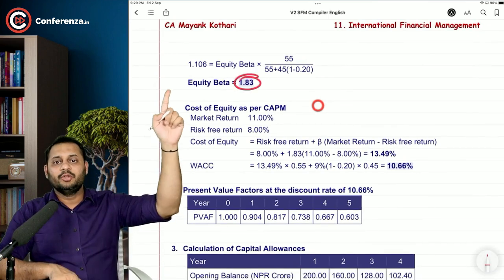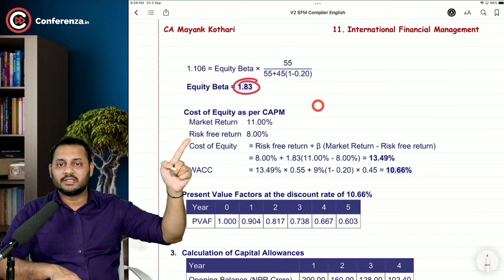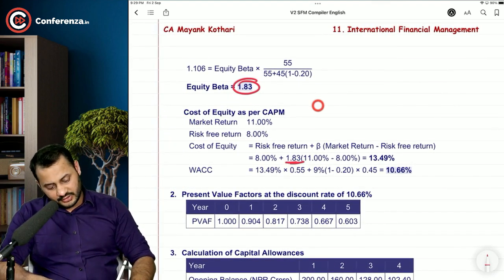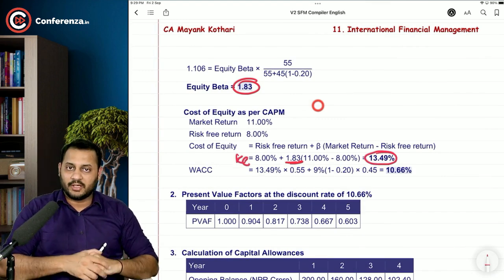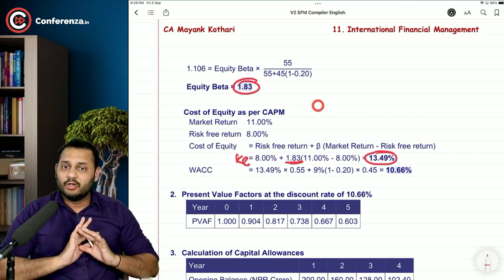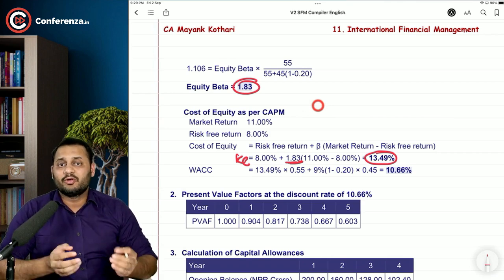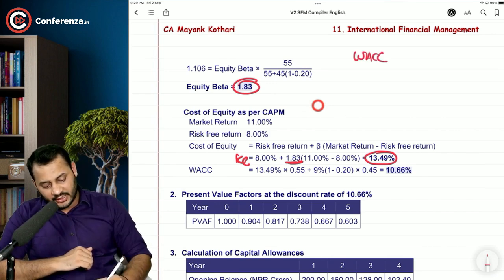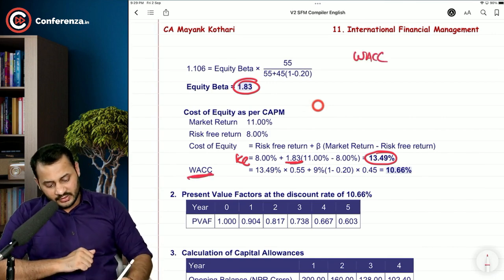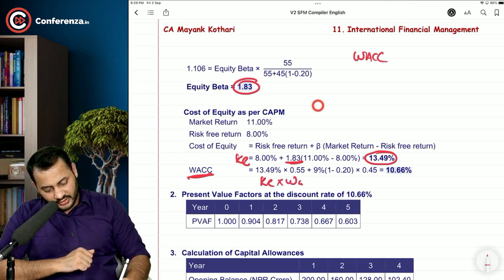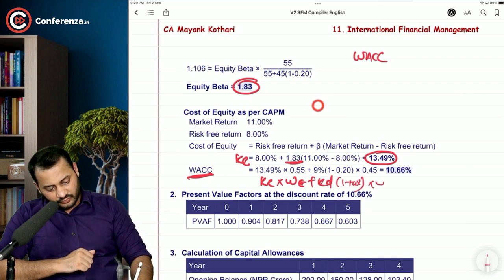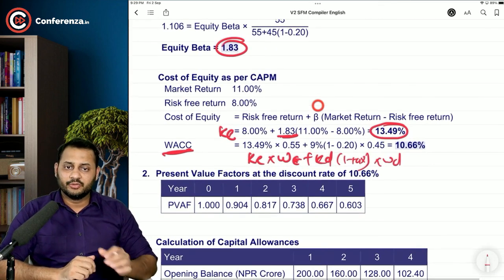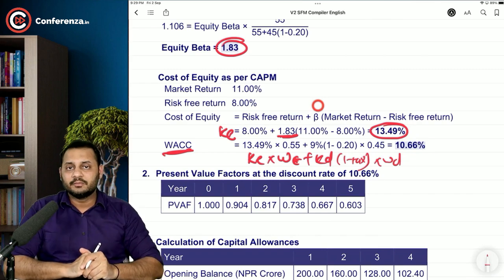1.83. Now you can use this equity beta in the capital asset pricing model. So if you put it in the capital asset pricing model, you will get the cost of equity as 13.49. Now the discounting rate will not be just the cost of equity, because we have debt also in the company. WACC will be calculated, weighted average cost of capital, which is nothing but cost of equity into weight of equity plus cost of debt 1 minus tax into weight of debt. Isn't it? Do you think it is right? Yes, sir, it is right.